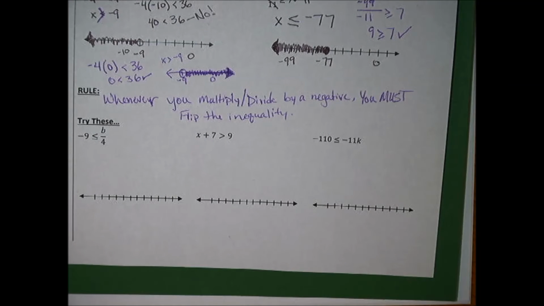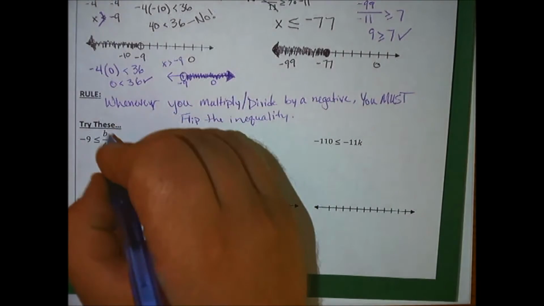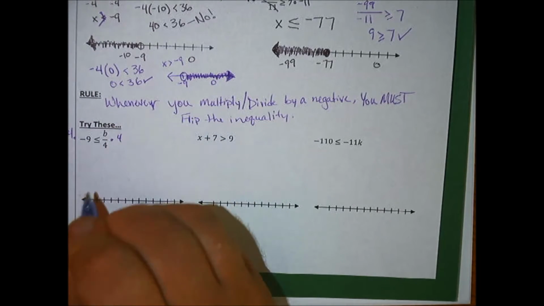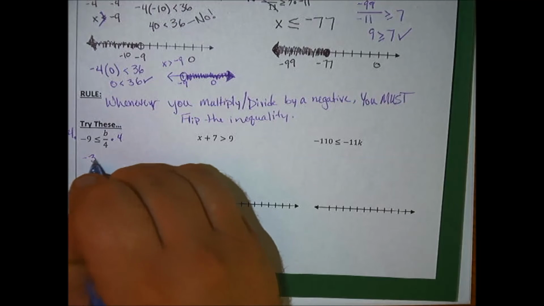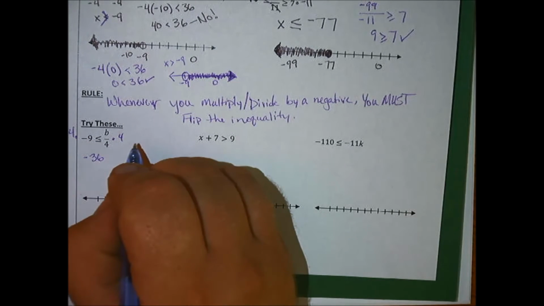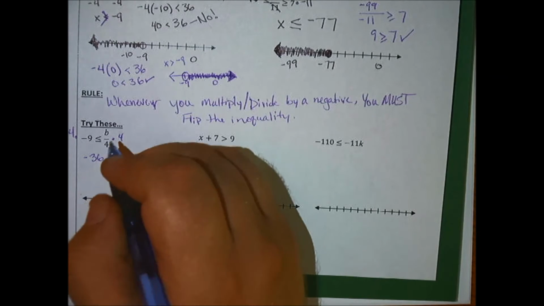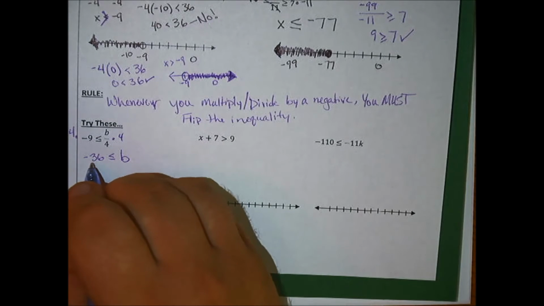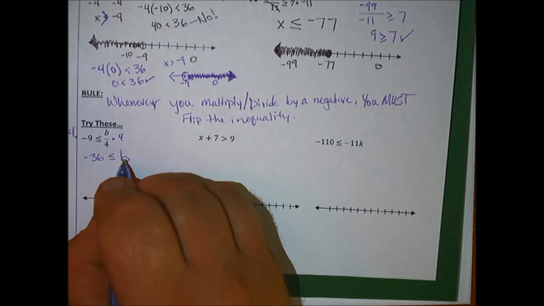Hopefully you got a chance to get those done. Let's go ahead and work through them real quick. I don't want to take too much time on these. Multiply by 4, and I get negative 36. Even though this is a negative and I'm multiplying, it doesn't mean I flip, because I multiplied by a positive. So no flipping here, and we get negative 36 is less than or equal to b.